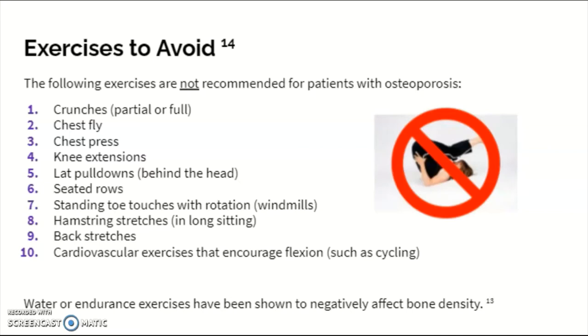Crunches, partial or full. Chest fly, chest press, knee extensions on the knee extension machine, lat pull downs, especially ones behind the head, seated rows, standing toe touches with rotation, such as windmills, that's how I learned them, as windmills, hamstring stretches in long sitting, back stretches like the one pictured to the right, and cardiovascular exercises that encourage flexion, such as cycling. We also did some research and found that water and endurance exercises have been shown to negatively affect bone density, and this means long distance endurance exercises.